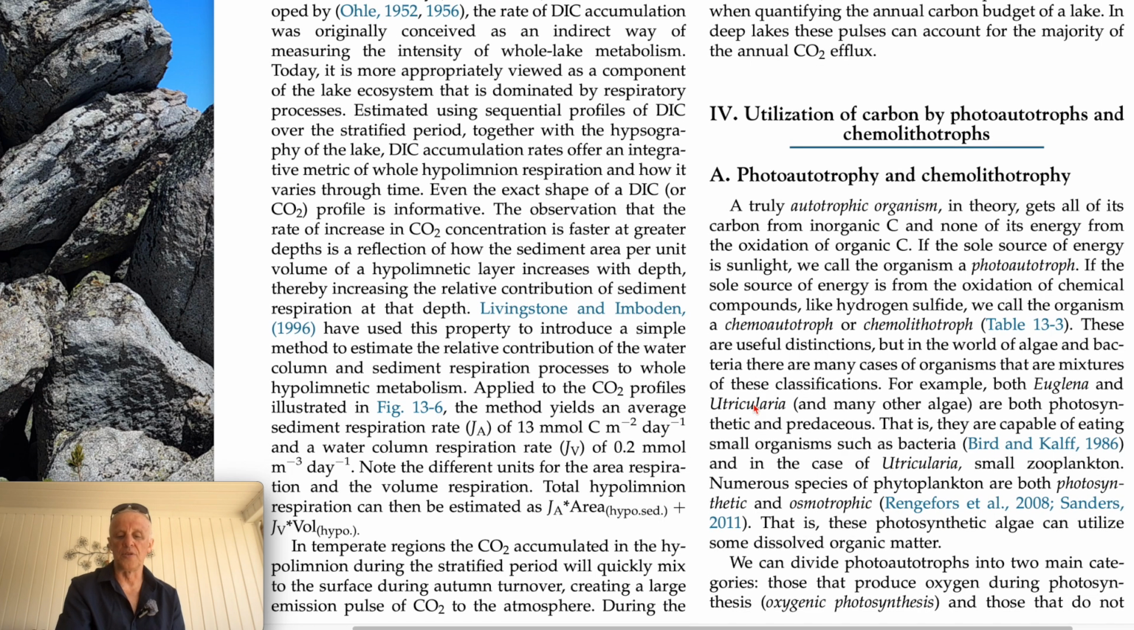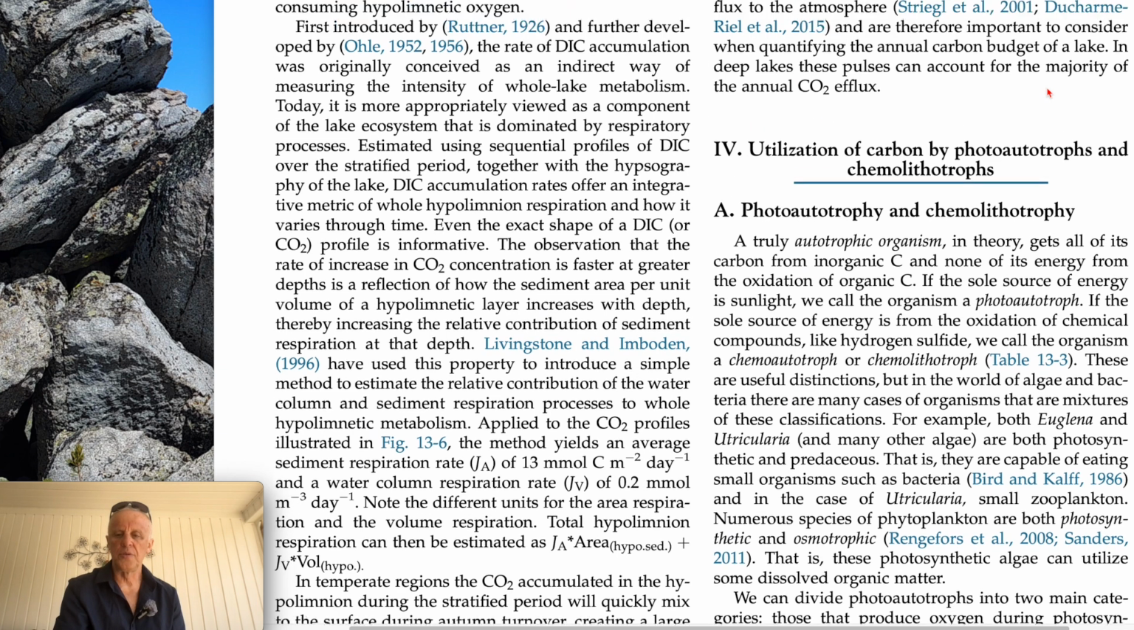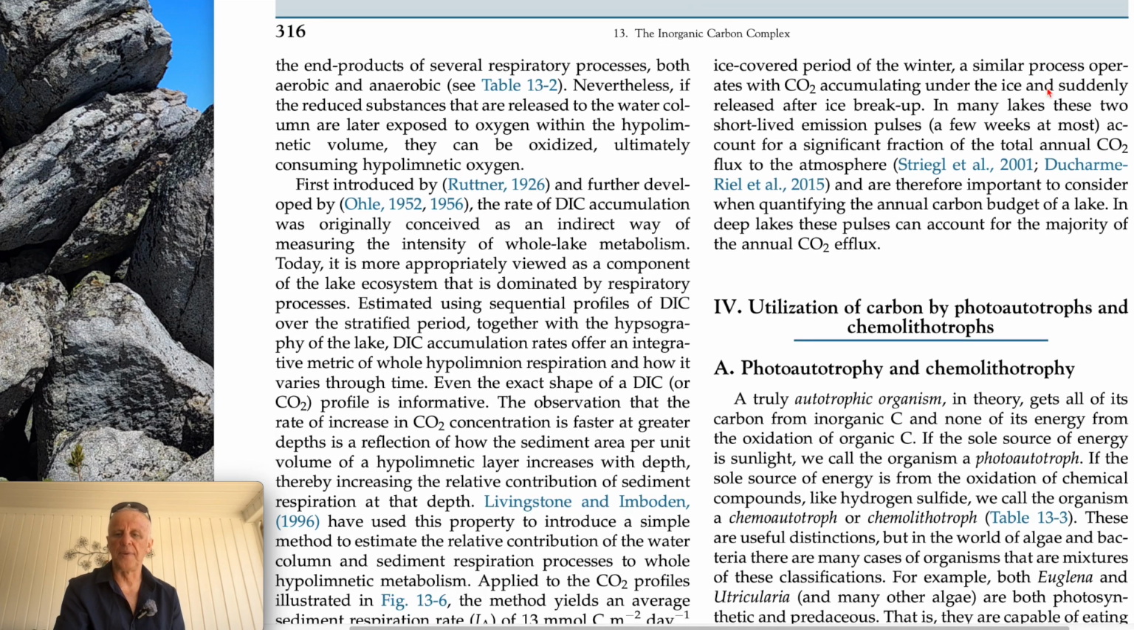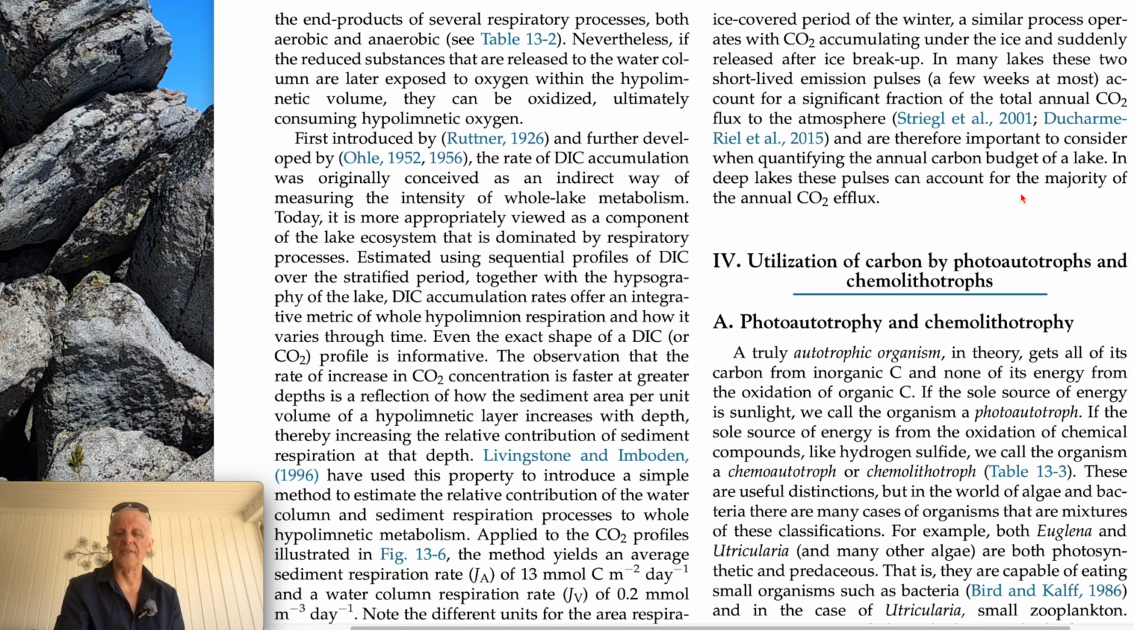In temperate regions, the CO2 accumulated in the hypolimnion during the stratified period will quickly mix to the surface during autumn turnover, creating a large emission pulse of CO2 to the atmosphere. During the ice-covered period of the winter, a similar process operates, with CO2 accumulating under the ice and suddenly released after ice breakup.